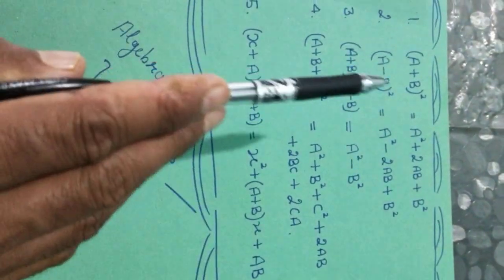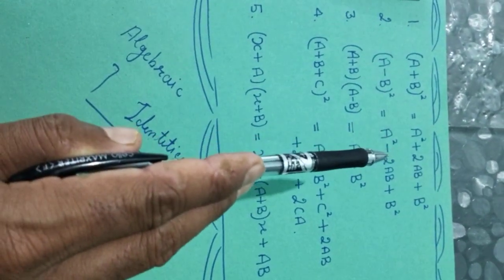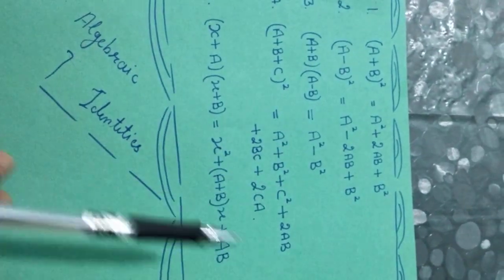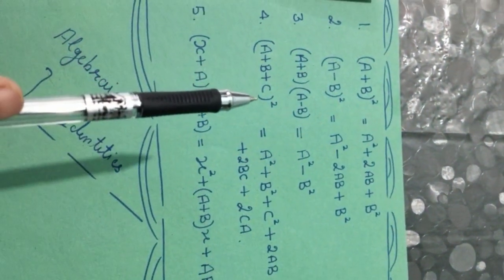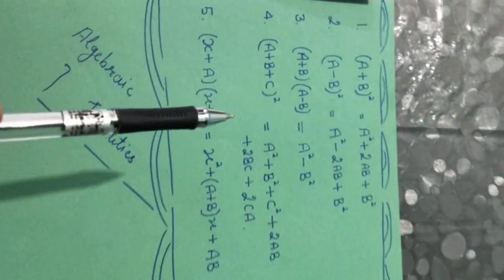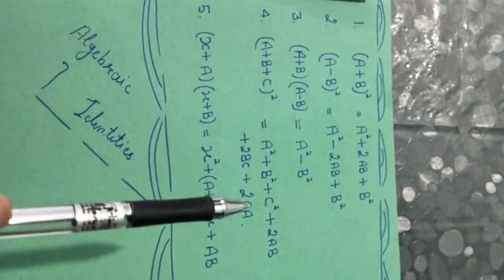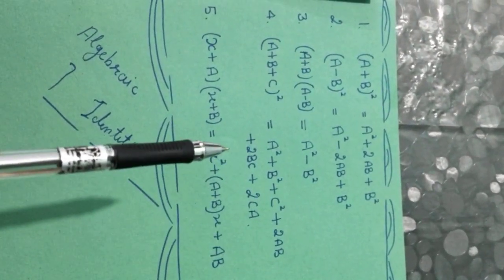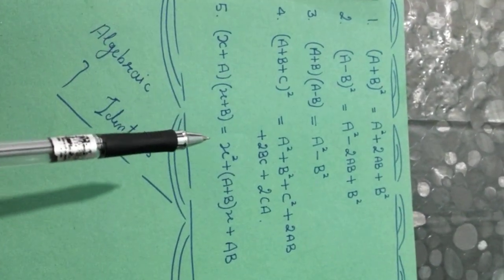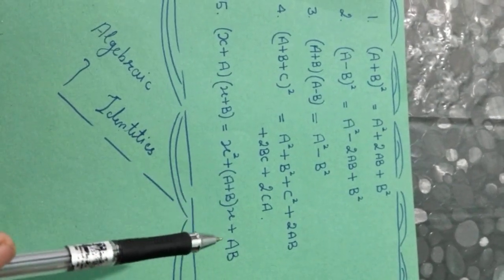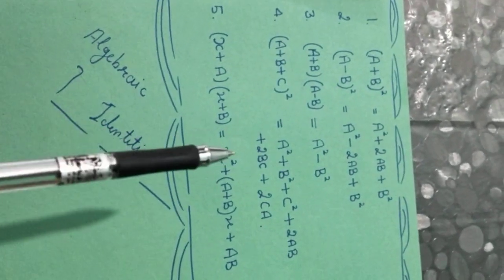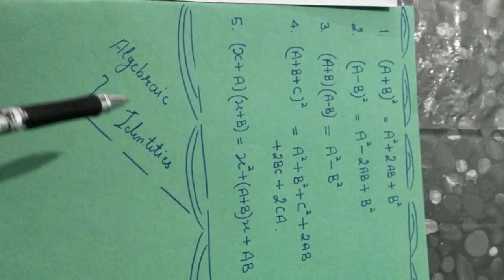First identity is a plus b whole square, a square plus 2ab plus b square. a minus b whole square, a square minus 2ab plus b square. Third, a plus b into a minus b, a square minus b square. Fourth, a plus b plus c whole square is equal to a square plus b square plus c square plus 2ab plus 2bc plus 2ca. And the fifth one is x plus a into x plus b, x square plus a plus b x plus ab. So these are the main 5 algebraic identities which you can use in this chapter, algebraic identities.